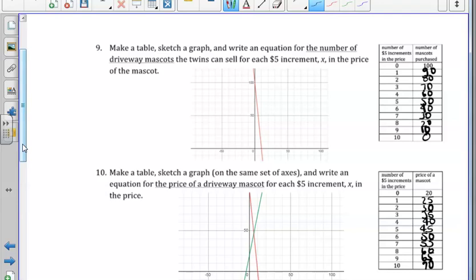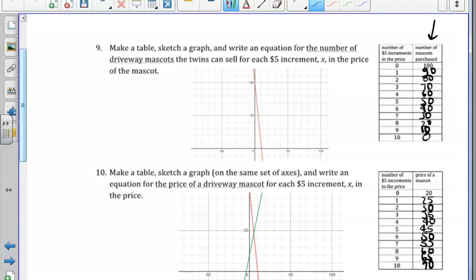Carlos and Clarita already know and have done research that they can sell 100 driveway mascots at a cost of $20, and that they will sell 10 fewer mascots for each additional $5 they charge, which was given to us at the beginning of the lesson. If we fill in the table provided, which I've already done for you, we will be decreasing the number of mascots 10 each time that the price goes up $5.